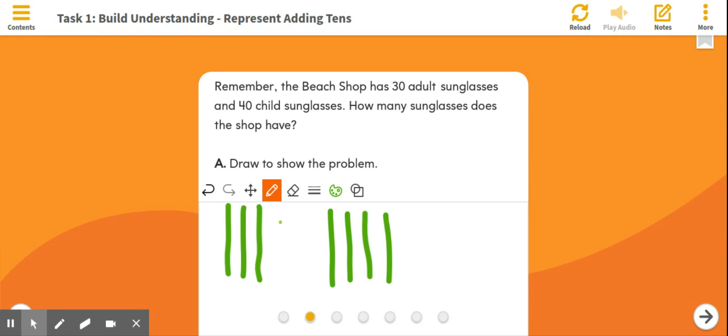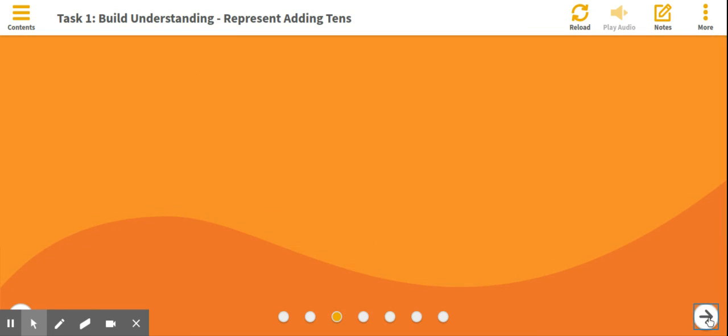And you would write in that box 3 tens plus 4 tens equals, how many tens do we have all together? We have 1, 2, 3, 4, 5, 6, 7 tens. 3 tens plus 4 tens equals 7 tens, just like 3 plus 4 equals 7.